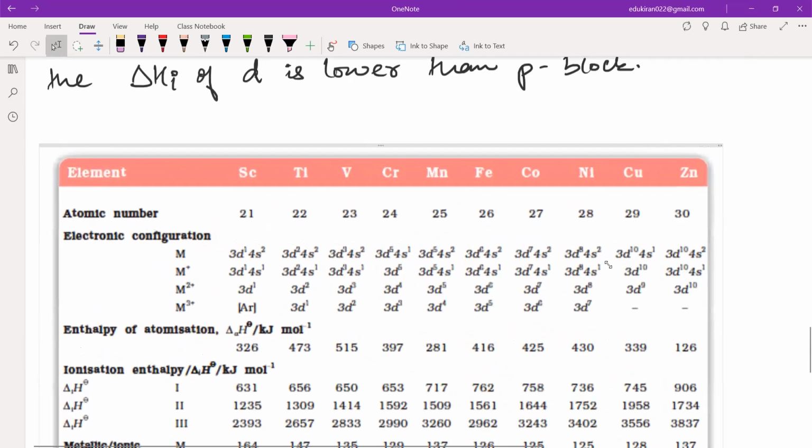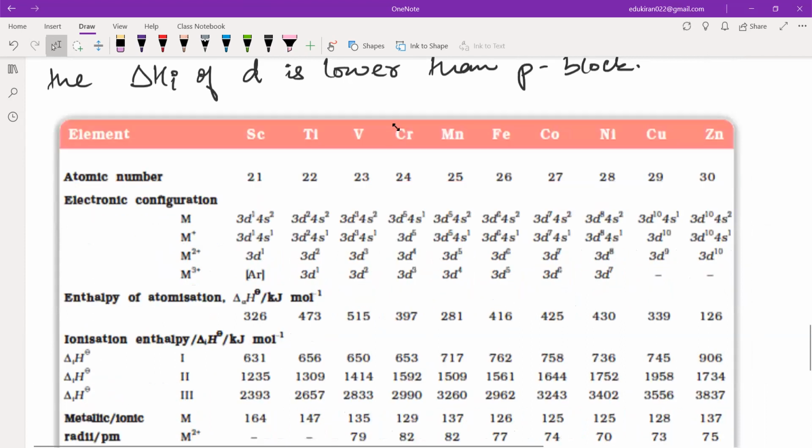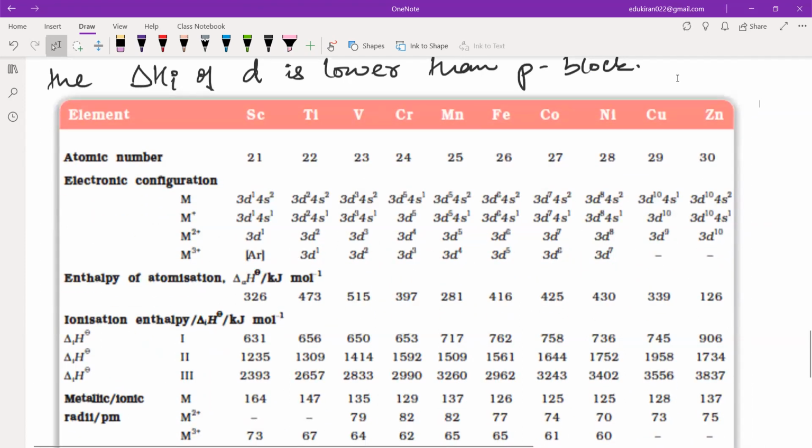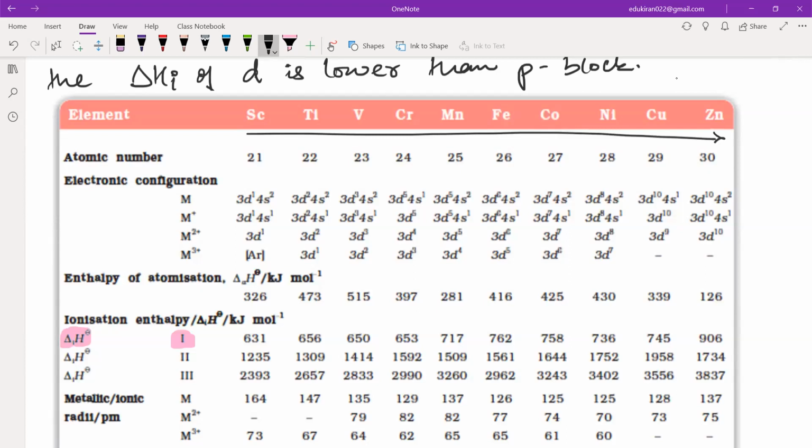First of all, tell me what series is this? First transition series, second transition series, or third transition series? First transition series, the 3D series. So in that we are going to look at the first ionization enthalpy of different elements. When we go from scandium to zinc, the atomic number is going to increase, the effective nuclear charge is going to increase. So we are expecting that there should be a gradual increase in delta HI.